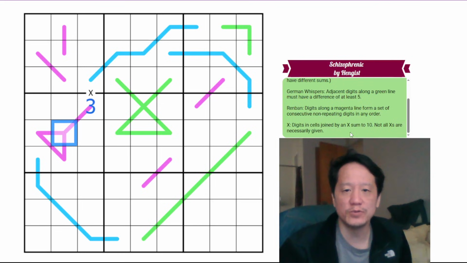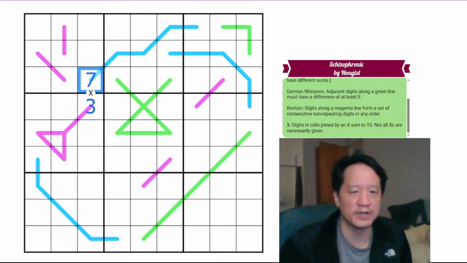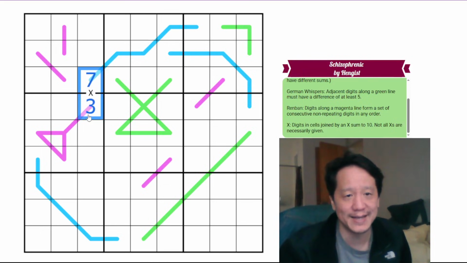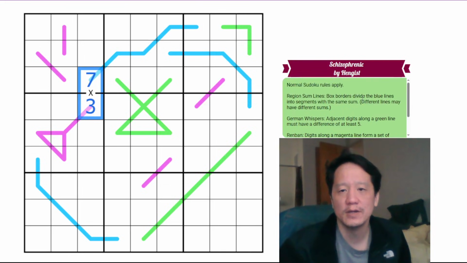And then also we have an X, where digits in cells joined by an X sum to 10, and not all X's are necessarily given. So for example, if this were a 3, this would have to be a 7 here, because these two digits must add up to 10, because there's an X between them. And those are all the rules.